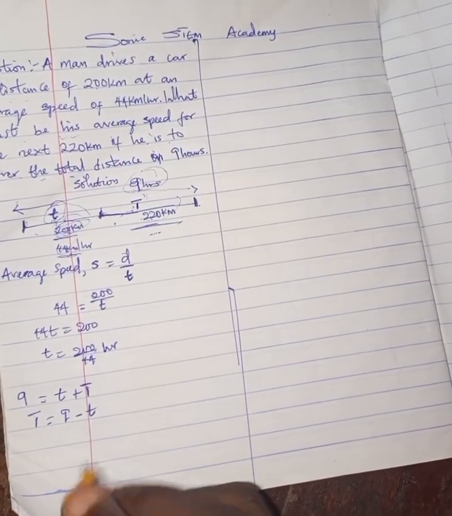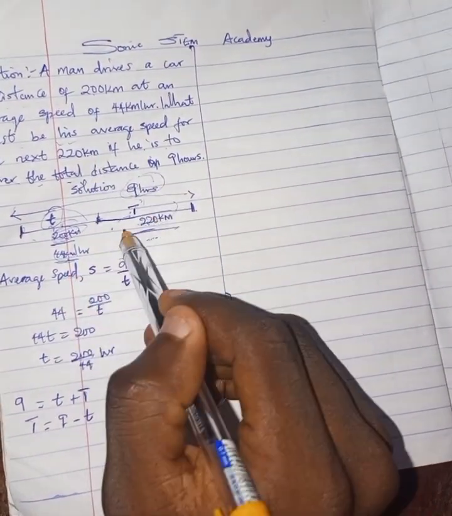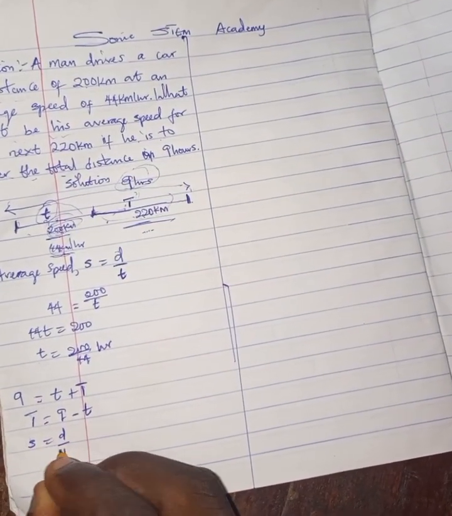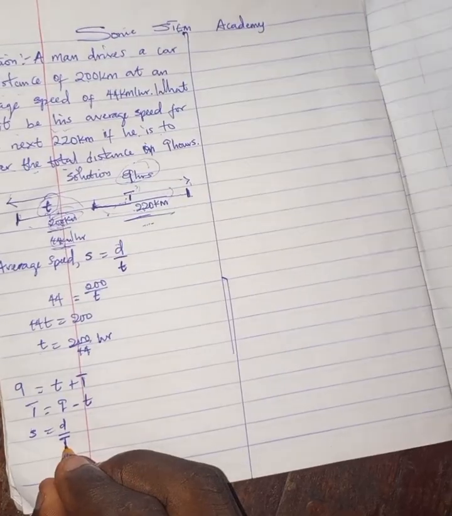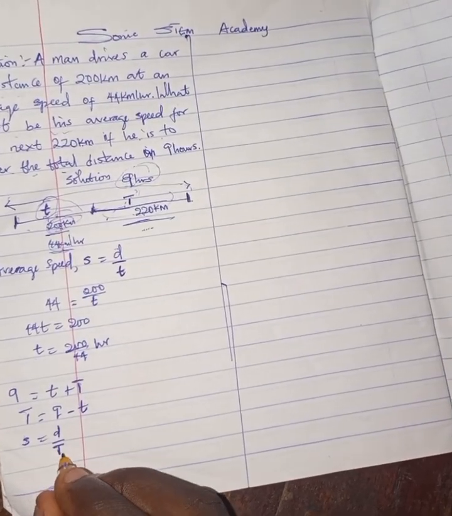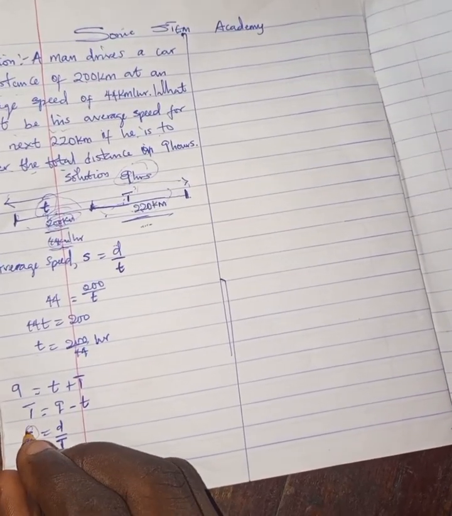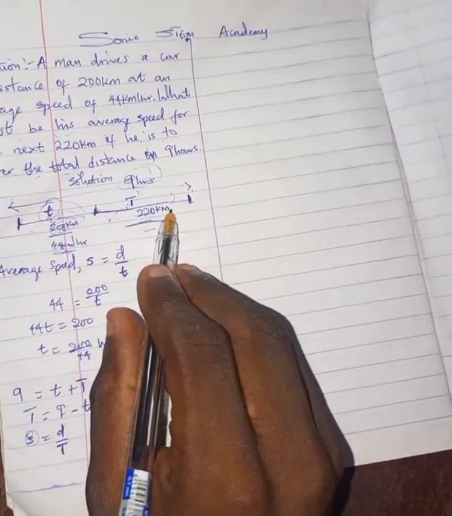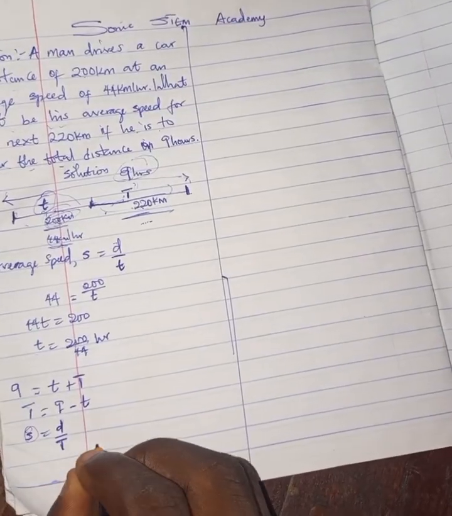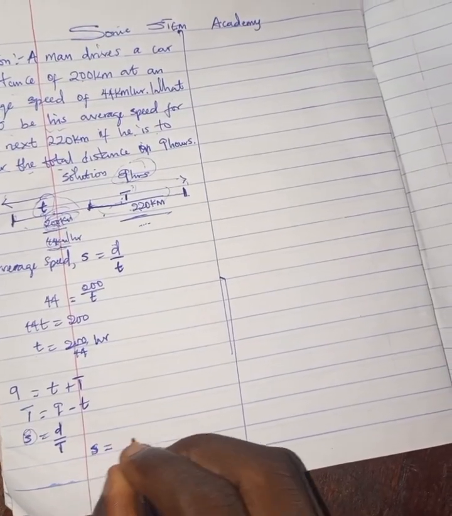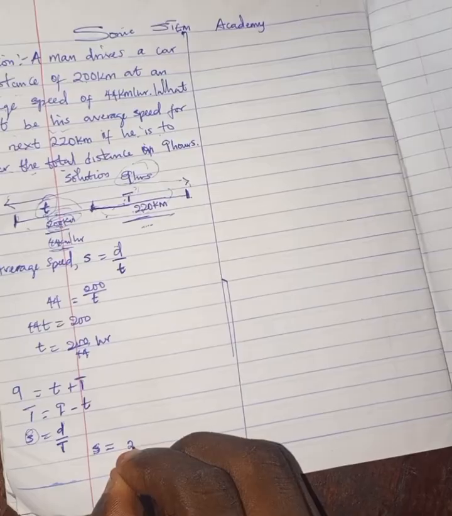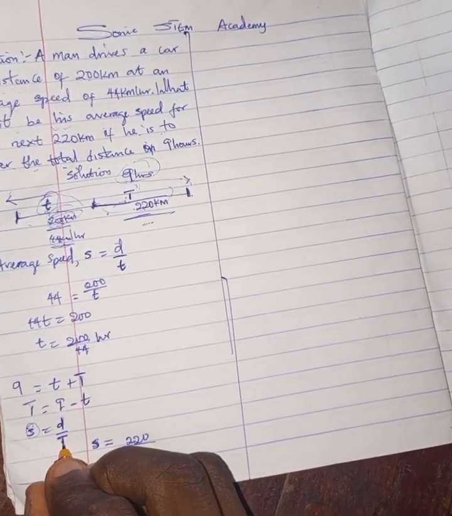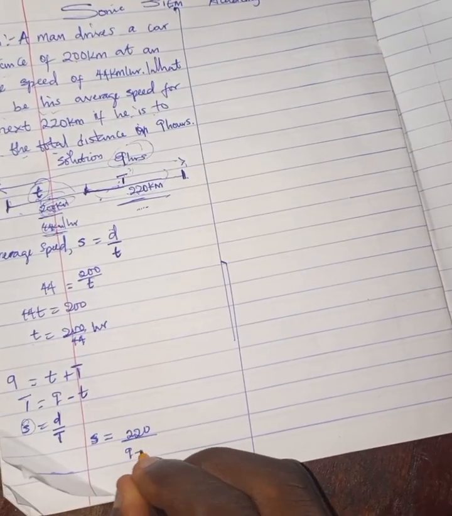Right? Now, what is the next thing? To get my average speed for the second phase of his journey, I will say that my average speed S is equal to distance over time. The second phase of his journey is capital letter T. Don't forget that. Now, since I am looking for this average speed, I have my distance. He covered 220 kilometers for the second phase of his journey. So I'll be having my average speed equal to 220 kilometers all over the time he used, which is 9 minus small letter t.